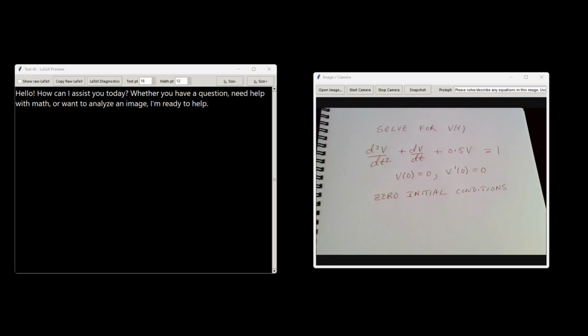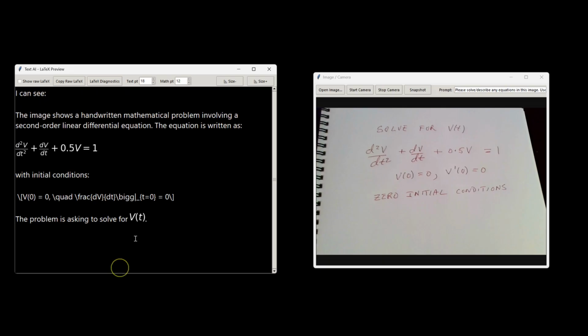Describe what's in the image. I can see the image shows a handwritten mathematical problem involving a second-order linear differential equation. The equation is written as d squared v over dt squared plus dv over dt plus 0.5. For 0 initial conditions, solve the problem.